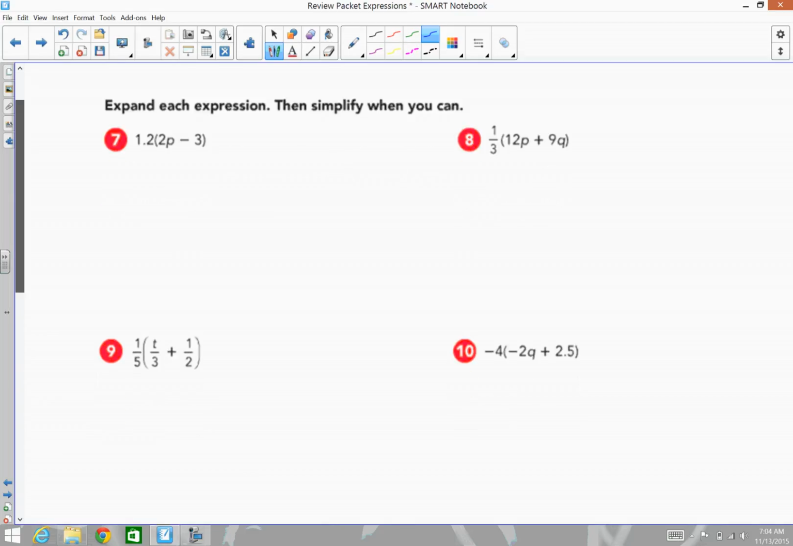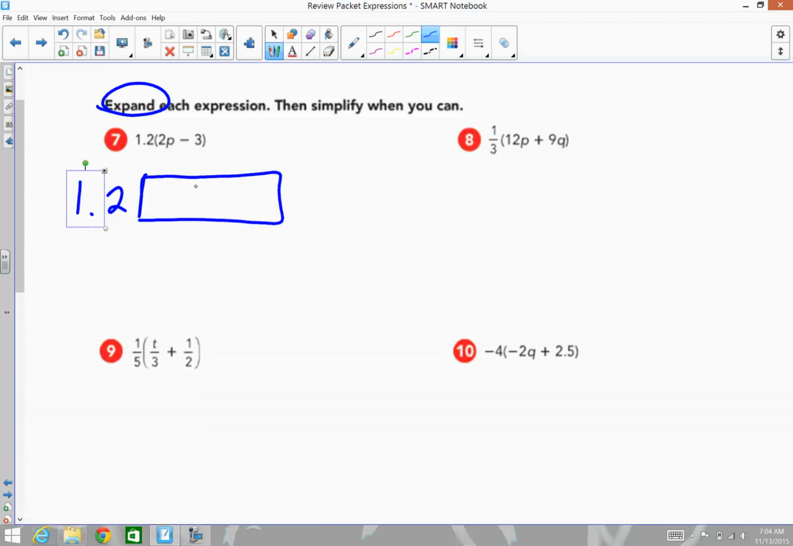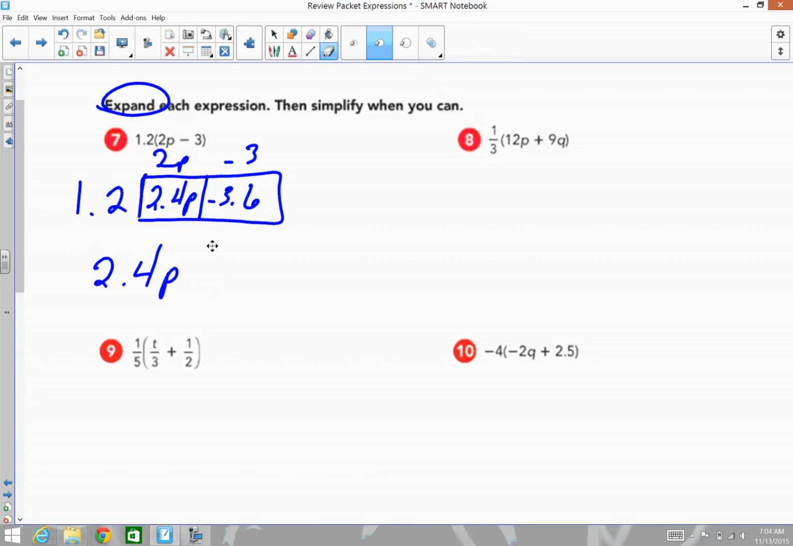For this one, we are expanding. This means distribute. Okay, so for each one of these, we're going to set up a box. Okay, and then we multiply 1.2 times 2 is 2.4, keep the p. 1.2 times negative 3 is negative 3.6. So our answer here is 2.4p minus 3.6. And you do need to rewrite your answer.